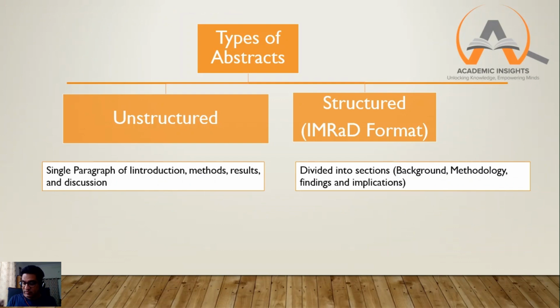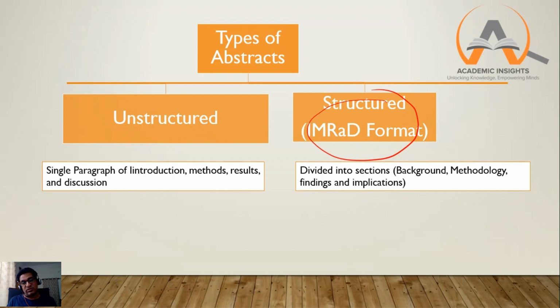Now there are different types of abstracts which are there in your research. That is the unstructured type of abstract, and another is the structured type of abstract, which follows the IMRAD format. So we'll discuss the unstructured and structured abstract. So unstructured abstract is a single paragraph of introduction, method, results, and discussion. Your entire abstract is written in one paragraph.